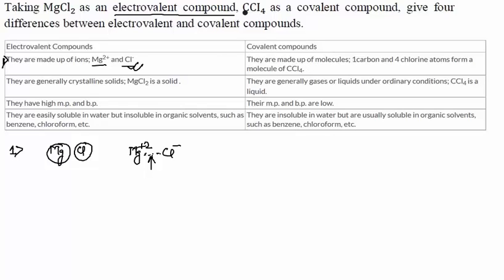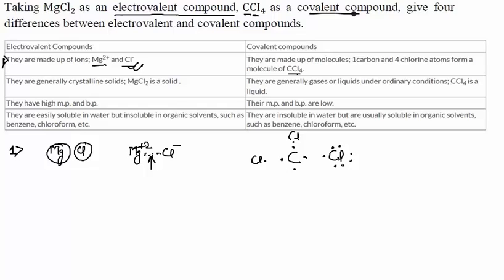But in this case, look at this, carbon and chlorine are both non-metals. So here sharing will take place. Carbon and chlorine will share electrons, and they will form like this: one electron, one electron, one electron, one electron, and this is chlorine.